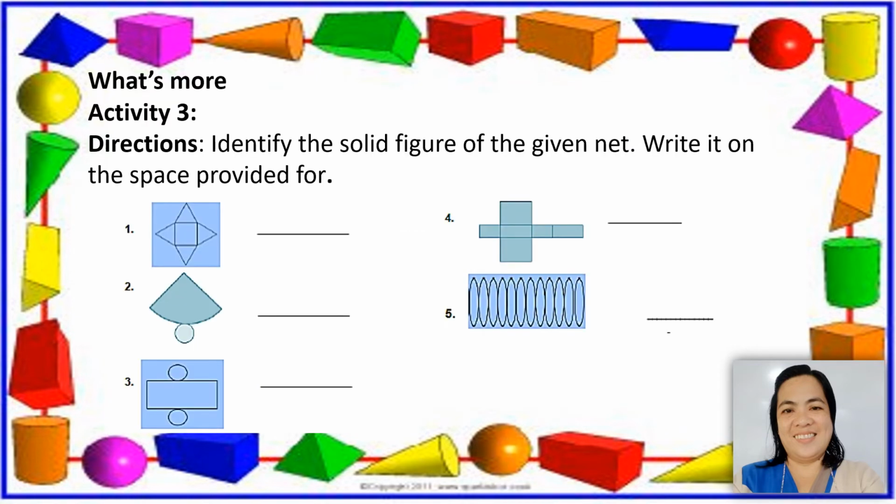Let's go now. What's more? Activity 3. Directions: Identify the solid figure of the given net. Write it on the space provided. For number 1, what do you call that given net? Then write the name of the solid figure. Also number 2, what do you call that given net? So what is the solid figure of that?